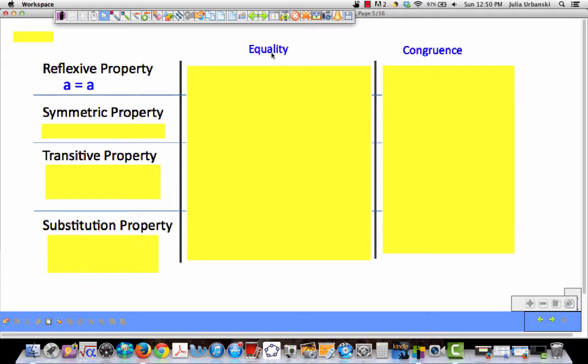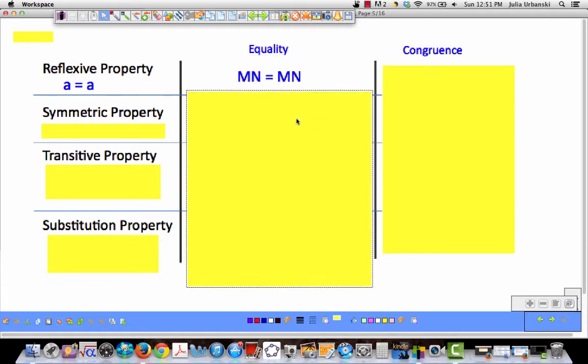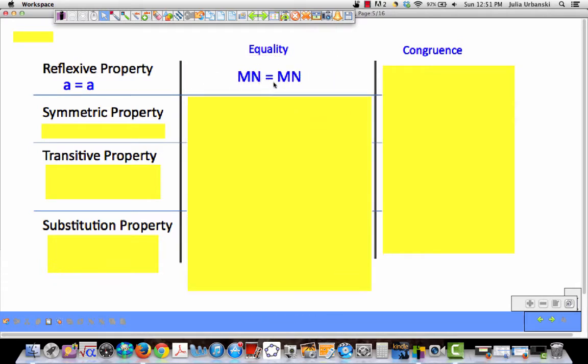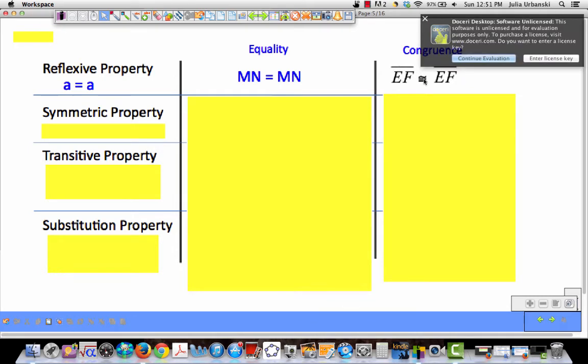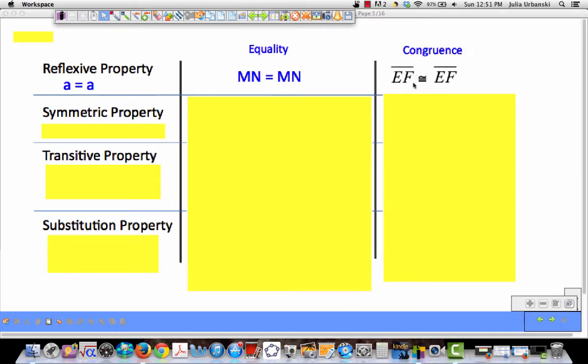So you can have this for equality, and you can have it for the congruent sign as well. For equality, we could say something like this. Segment MN equals itself, MN. And for congruence, you could say EF. Notice there's a bar on top whenever you use the congruent sign. EF is congruent to segment EF. Okay, so both sides match perfectly. It's the same thing on both sides.